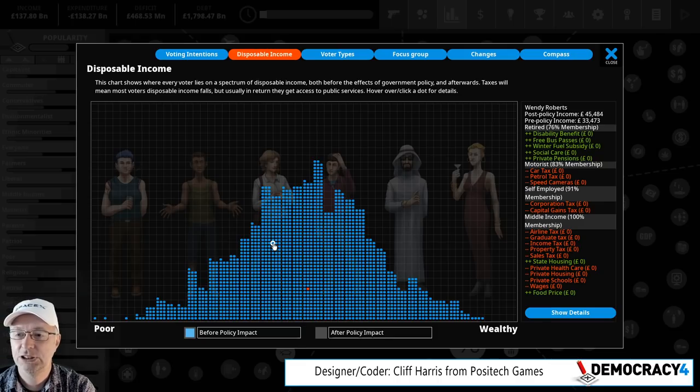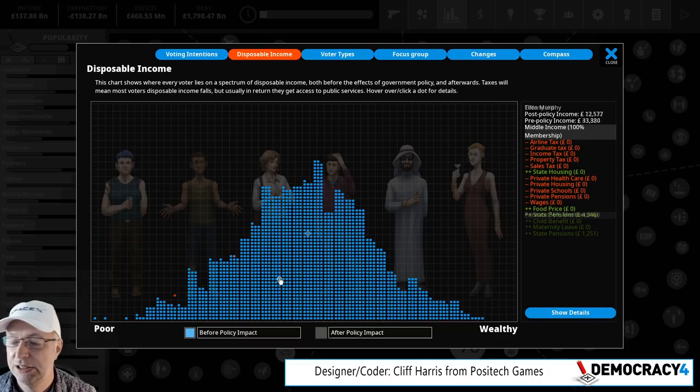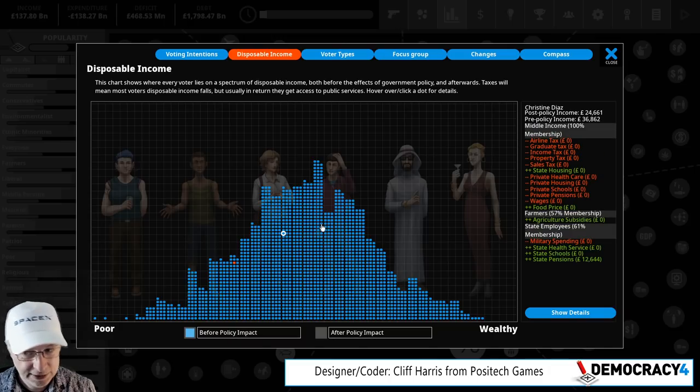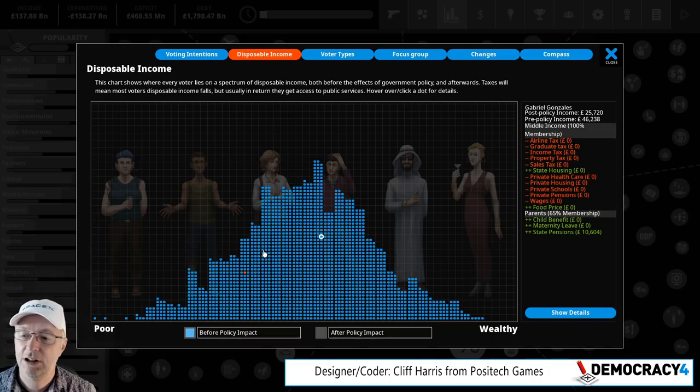Democracy 3 had a much simpler simulation of this stuff. At the start of the game, Democracy 3 had a flat distribution of income, so there were as many millionaires as there were people in poverty, and everything in between, which is nonsense. It was a much simpler game, much simpler simulation. This is no more complicated a game, but underneath it's cleverer.